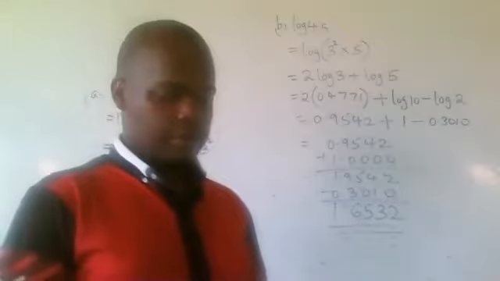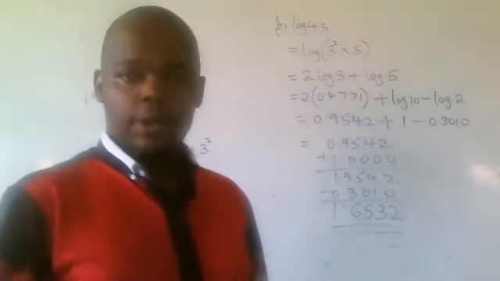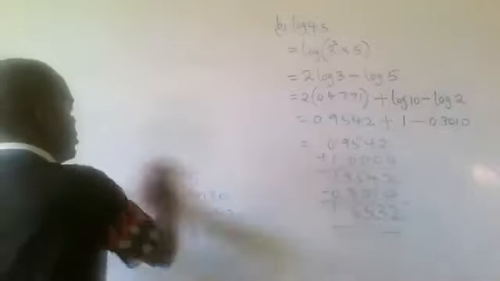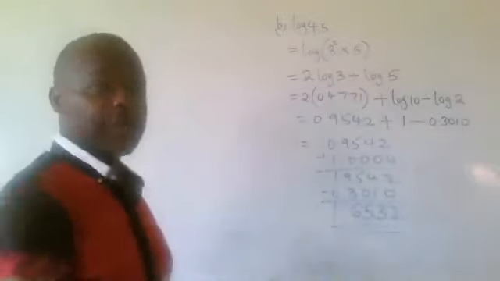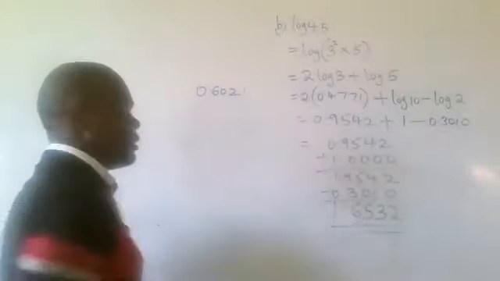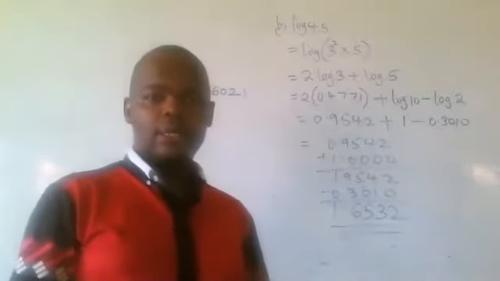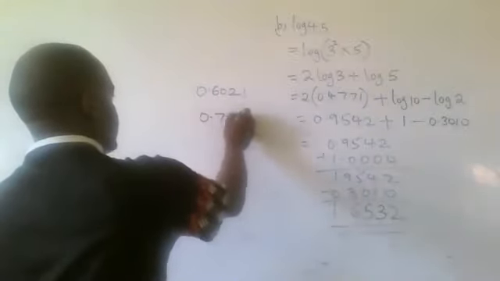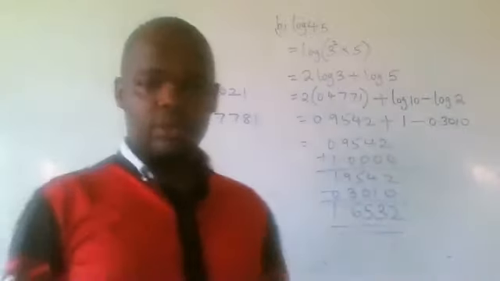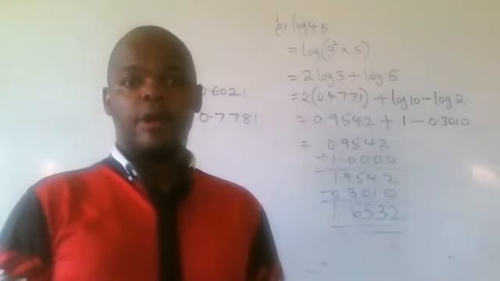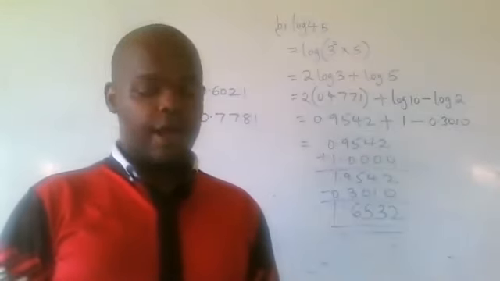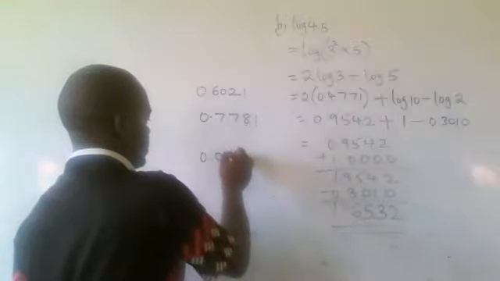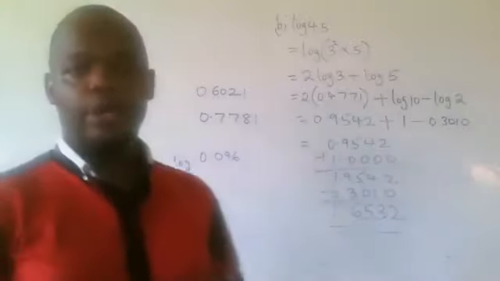Example 4. Given that log 4 equals 0.6021, and log 6 is equal to 0.7781. Find the value of log 0.096.